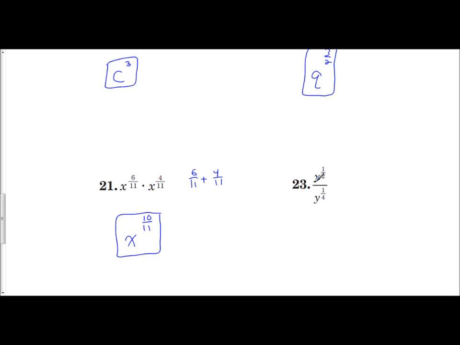And last, we have from 23, y to the 1/2 power over y to the 1/4. This is our quotient rule, which says when you're dividing like bases, you can subtract your exponents, and 1/2 minus 1/4 is 1/4. And so y to the 1/4 is my power.